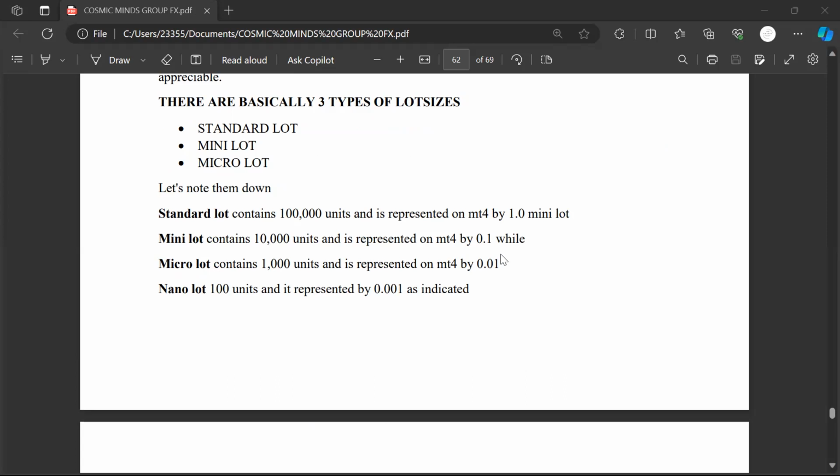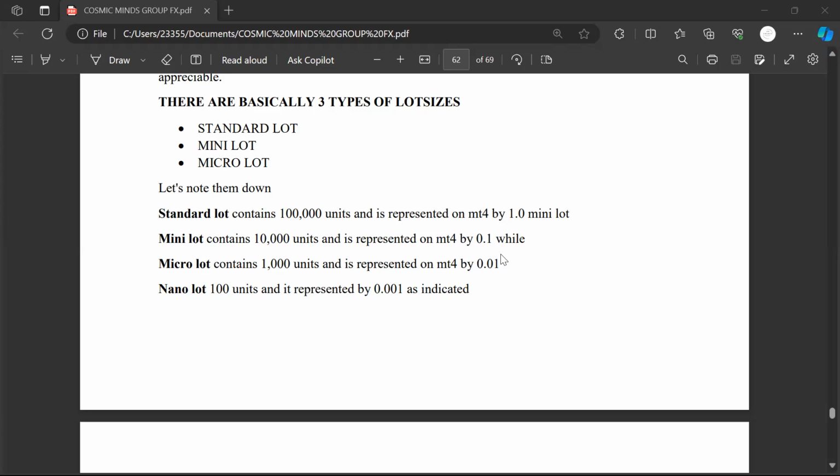contains 100 units, and it is represented by a lot size called what? 1.0. You understand? 1.0 lot. So one lot size contains what? A unit of 100,000 of that currency that we are talking about. 100,000 pieces, right? Let's use the pieces. 100,000 pieces, right?